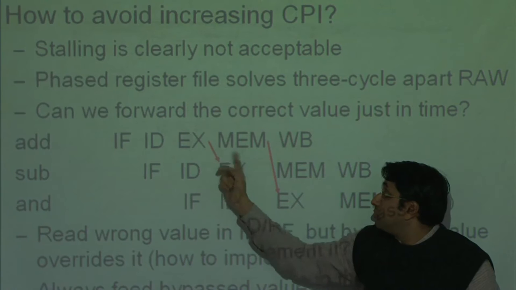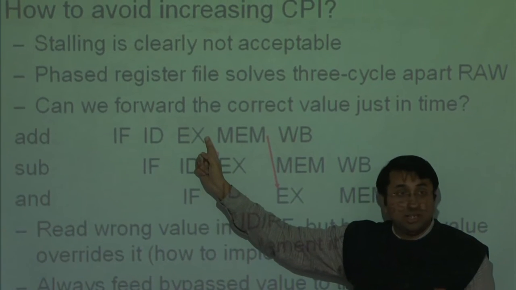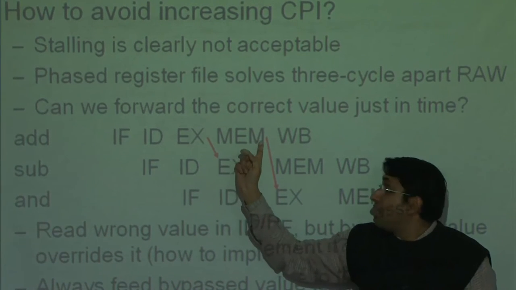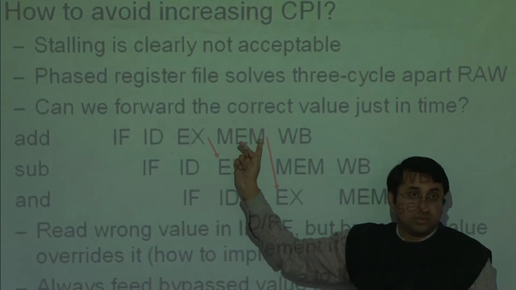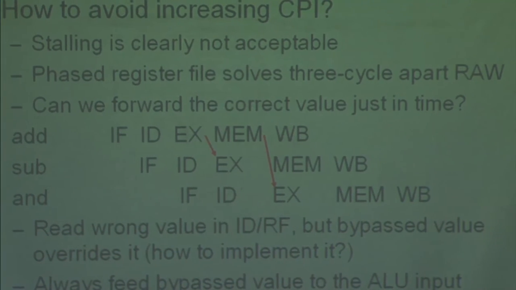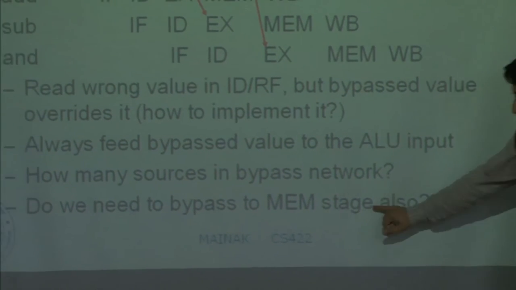MEM will bypass two kinds of values. One is values produced by the ALU instructions, which are bypassed one cycle later, and the other is values produced by load instructions. So that takes care of this particular question, right? Okay. We'll come back to this question next time.